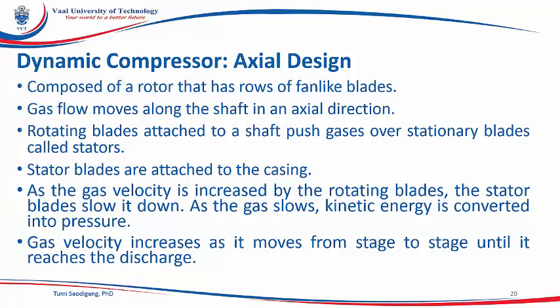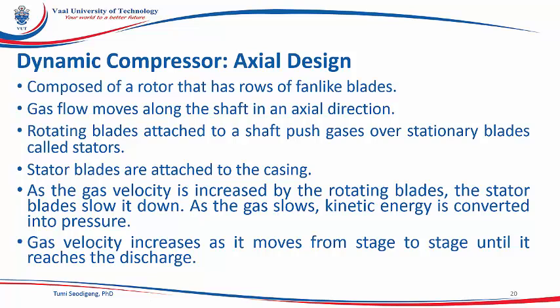This compressor comprises a rotor that has a row of fan-like blades. Rotating blades attached to a shaft pushes the gas over stationary blades called stators. These stator blades are attached to the casing. As the gas flow moves along the shaft in an axial direction, the gas velocity is increased by the rotating blades. The stator blades slow it down. As the gas slows down, kinetic energy is converted into pressure.